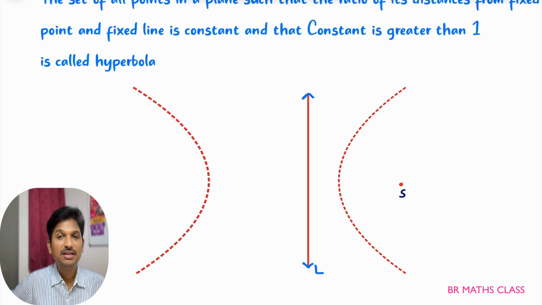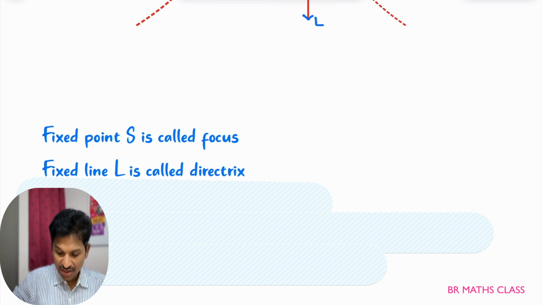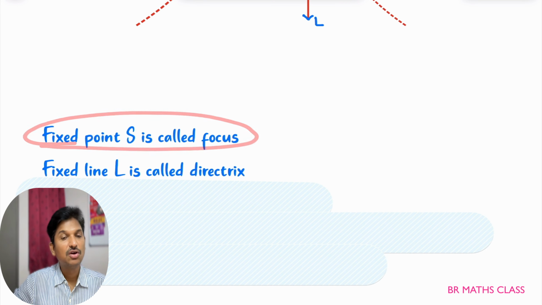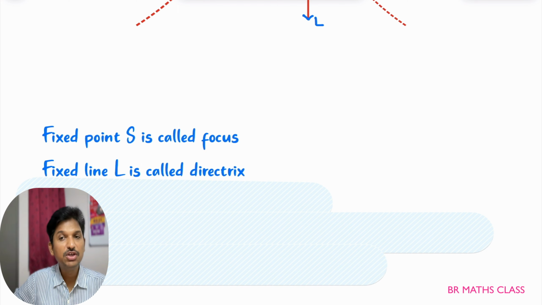As you learn the definition of hyperbola, you need to know two things. One is the fixed point, another one is the fixed line. Fixed point is called focus. Fixed line is called directrix. You see here I have written: fixed point S is called focus, fixed line L is called directrix. You need to know what is focus and what is directrix in hyperbola, because while doing problems we use these words very frequently.